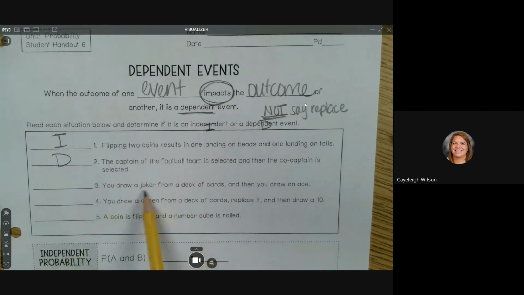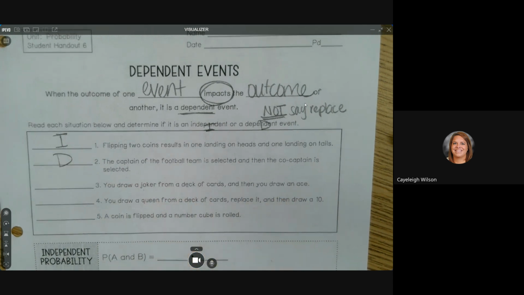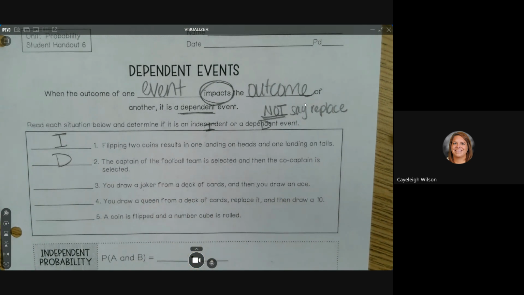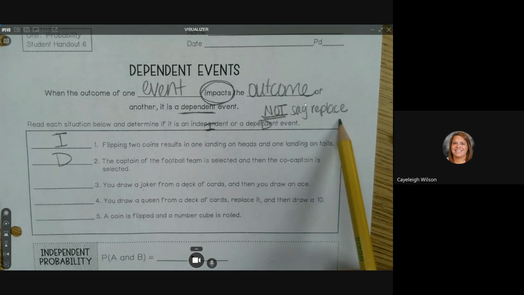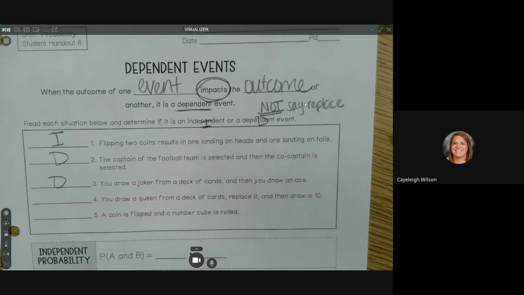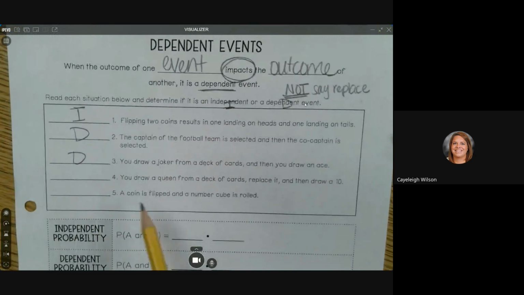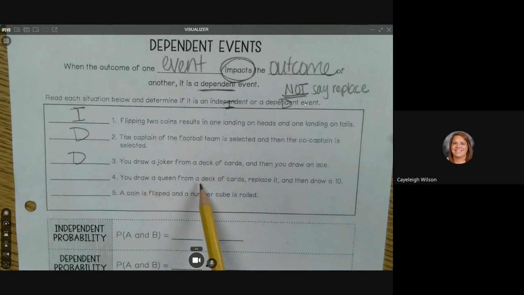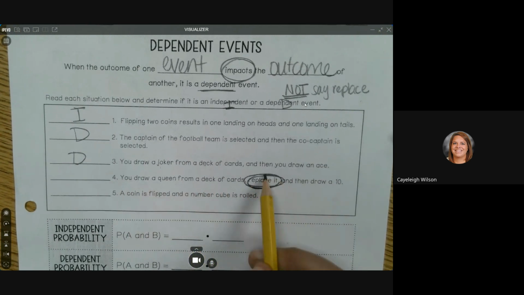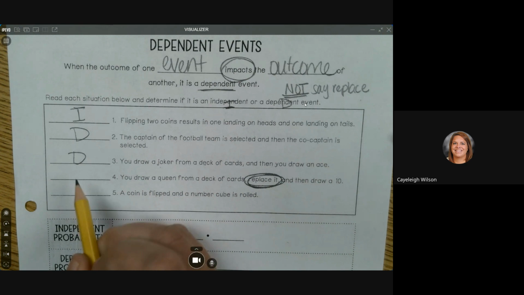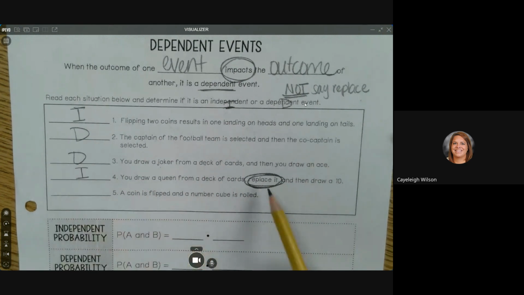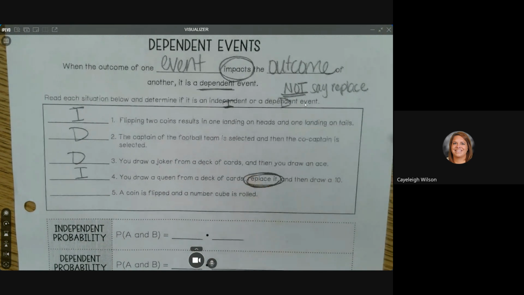All right, you draw a joker from a deck of cards, and then you draw an ace. Do I see the word replace or return? Nope, so it's dependent. Number 4, you draw a queen from a deck of cards, replace it, and then draw a 10. Independent. When I see replace or return, it's independent. If it doesn't say replace or return, it's dependent. So these were basically the same thing, just this one didn't say replace or return and this one did. So that's how I know the difference between independent and dependent.